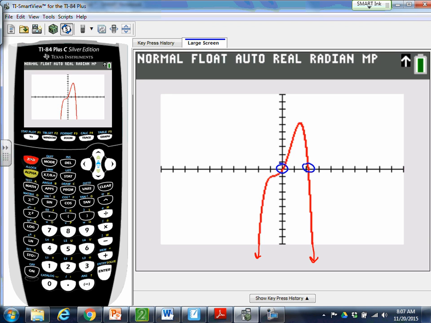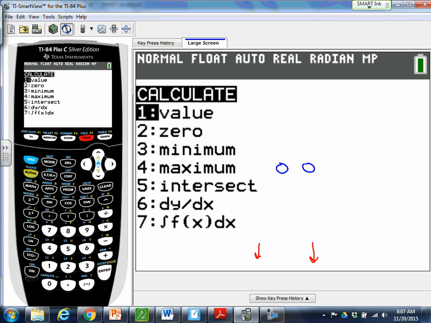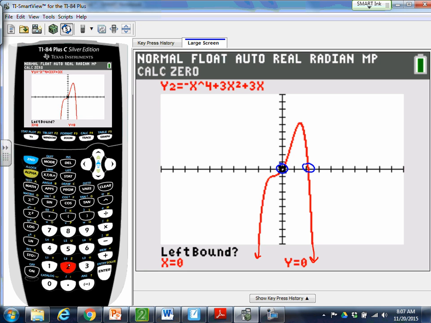Just a quick recap, you can go into second trace and find a zero. That's close to one of them right there. For the left bound, I'm going to go a little bit to the left of it just to be safe, to make sure I wasn't right at the zero. Press enter to give it a boundary. Now it's asking for a right bound, so you scroll a little bit to the right here. Something like that would be fine. For the guess, I'm going to get kind of close to it and press enter one more time. And there's one of the zeros. There's a zero right at zero.